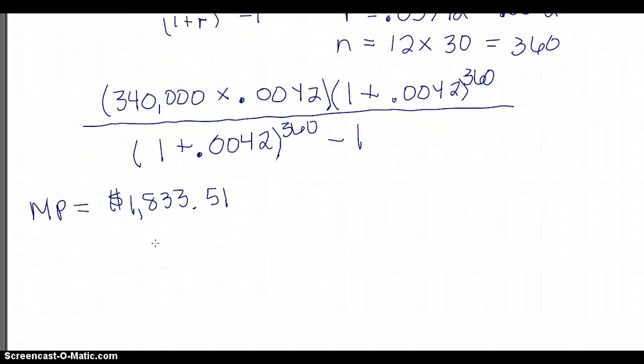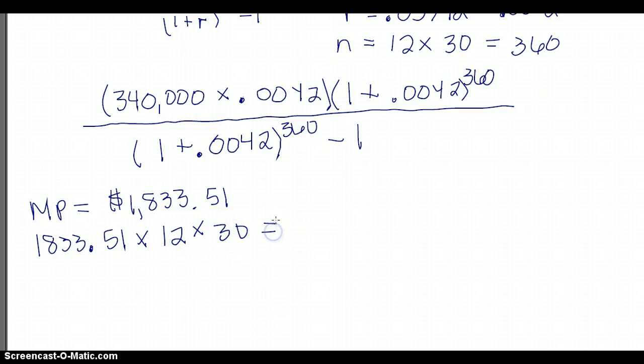Now I can find my amount paid back. I'm going to take my monthly payment times the number of payments, which is 12 times 30, and my amount paid back will be $660,000.